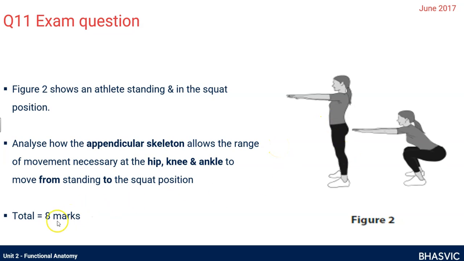You'll get an image, it's for 8 marks. The question is always phrased in the same way. It directs you to what bits of the skeleton it wants you to consider or analyse, and the 3 joints it wants you to specifically analyse. And it will always ask you to move from one position to another, just one analysis.